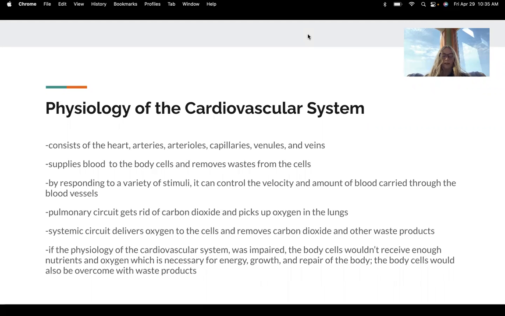If the physiology of the cardiovascular system is impaired, the body cells wouldn't receive enough nutrients and oxygen, which is necessary for energy, growth, and repair of the body. The body cells will also become overcome with waste products.